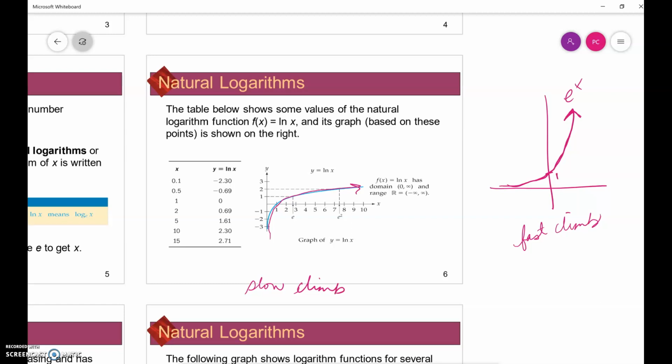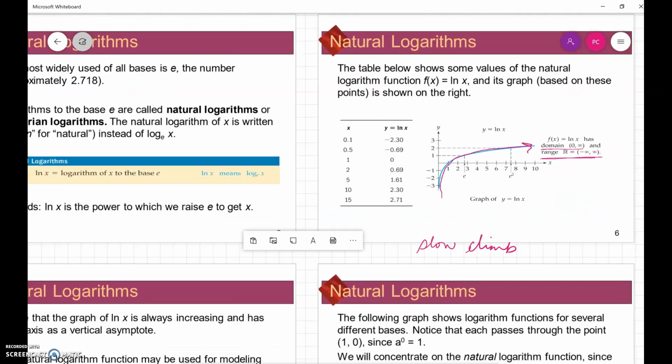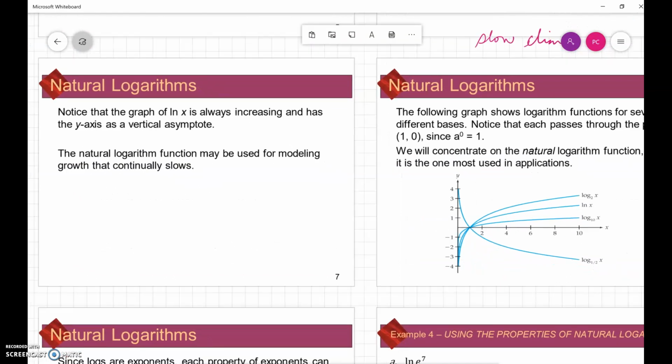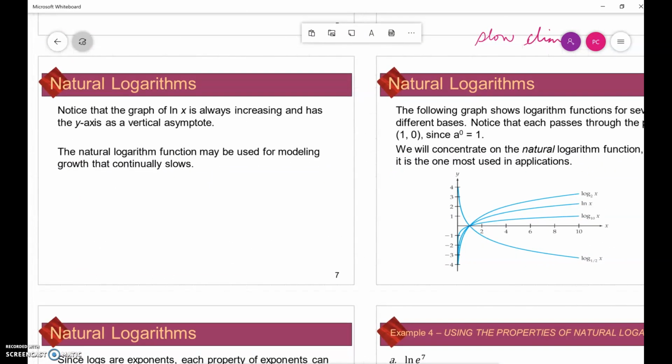The domain and range do flip. In this case, our domain is from 0 to infinity, and our range is all real numbers. So that flips from what it was with our exponential functions. Again, notice that the graph of ln x is always increasing and has the y-axis as the vertical asymptote, and the natural logarithmic function can be used for modeling growth that continually slows. Yes, the growth is happening, but it's not happening very fast.